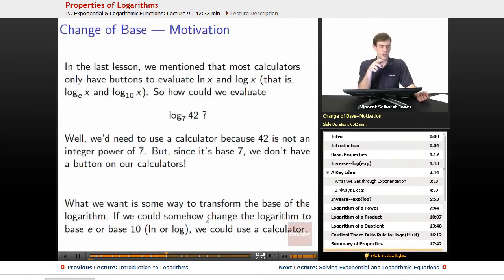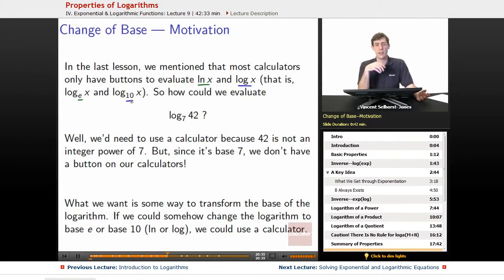All right, now we're going to switch gears to a new idea. In the last lesson, we mentioned that most calculators only have buttons to evaluate natural log of x and log x, ln x and log x. That is log base e, right? That's what natural log means. And log without a number means base 10.